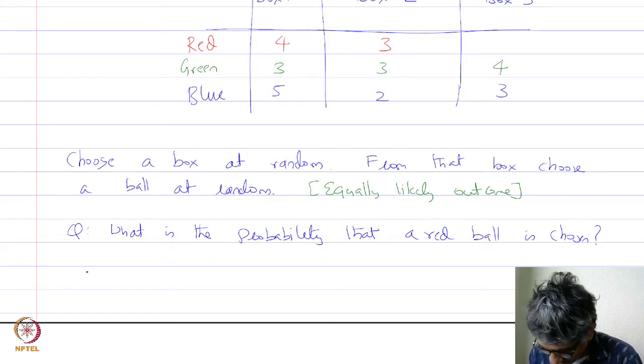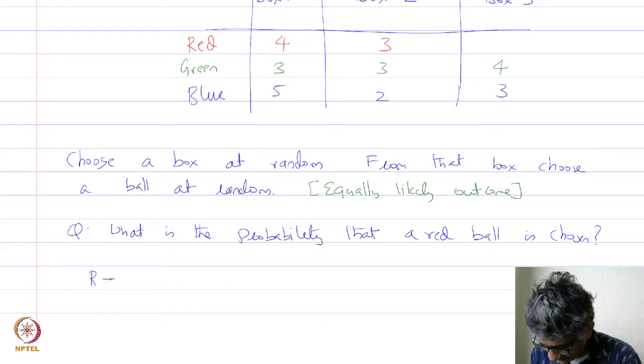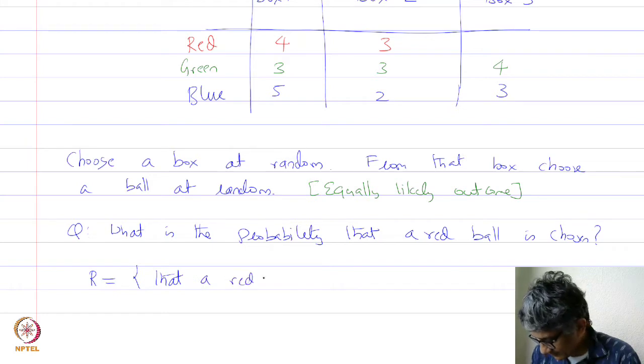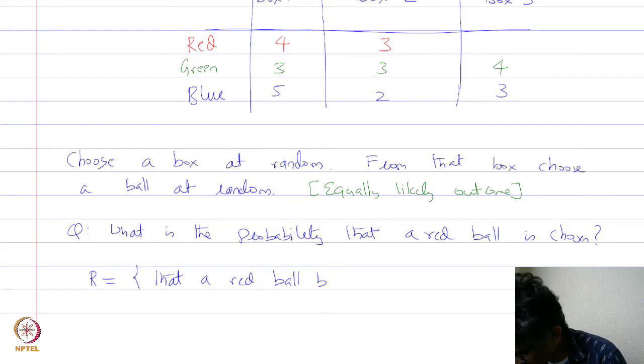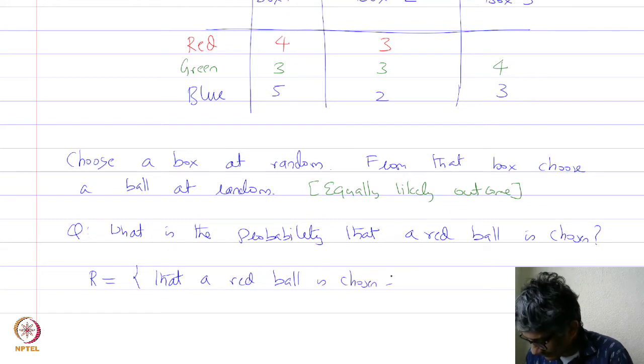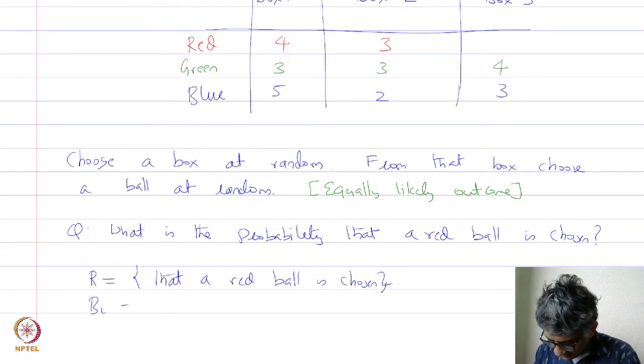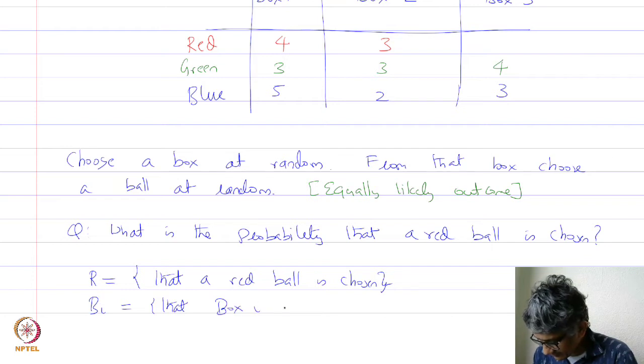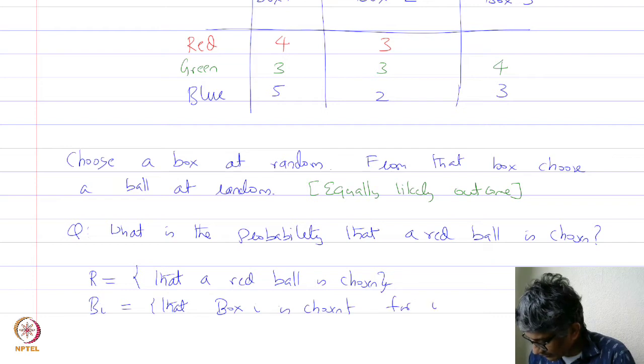So what one does is set up notation first. Let R be the event that a red ball is chosen, and let Bi be the event that box i is chosen, for i equal to 1, 2, 3.